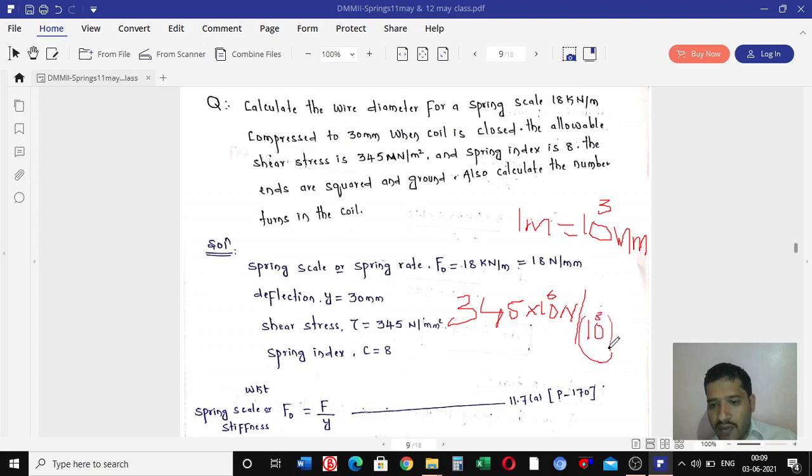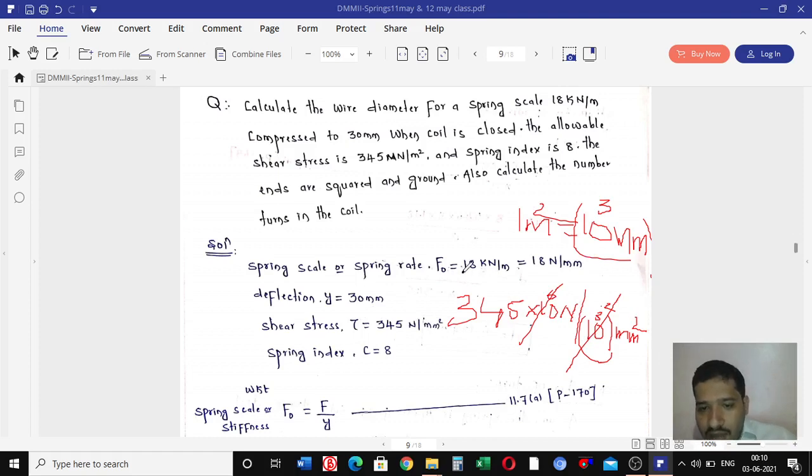Here the power is how much? Since meter square is there, this means you need to square the whole value. Is it right? 10 power of 3 whole square, this is millimeter square. So 10 power of 3 to the 6 is 10 power of 6, and this 10 power of 6 will be cancelled. The remaining term is 345 as it is, Newton divided by millimeter square.